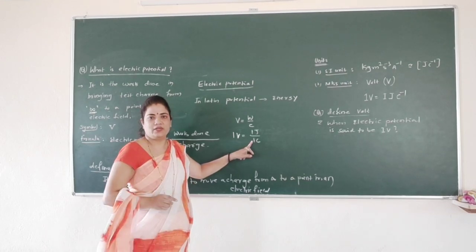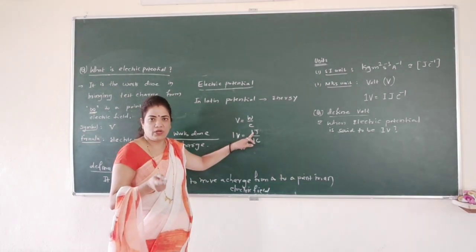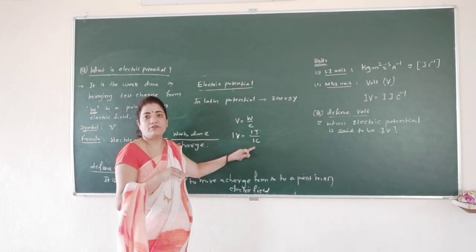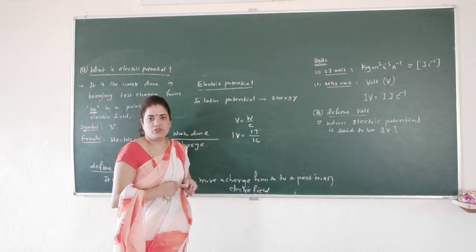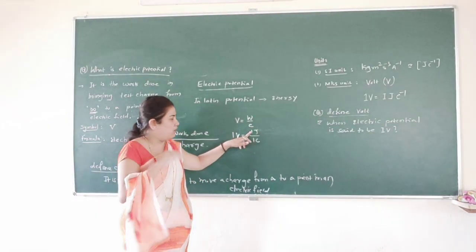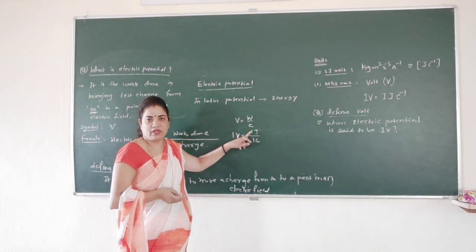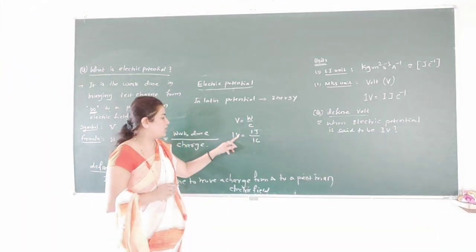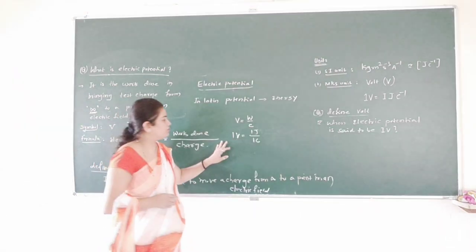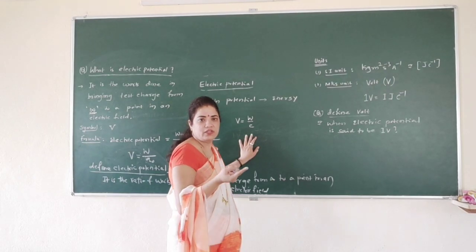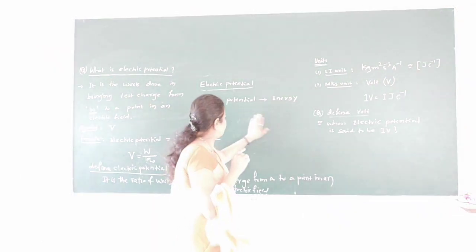then 1 joule of work is done. You do the work to bring 1 coulomb of charge from infinity to the electric field, and that requires 1 joule of work. So if 1 joule of work is done in bringing 1 coulomb of charge from infinity to a point in an electric field, then electric potential is said to be 1 volt. Work is 1 joule, charge is 1 coulomb, brought from infinity to the electric field. Remember this much.